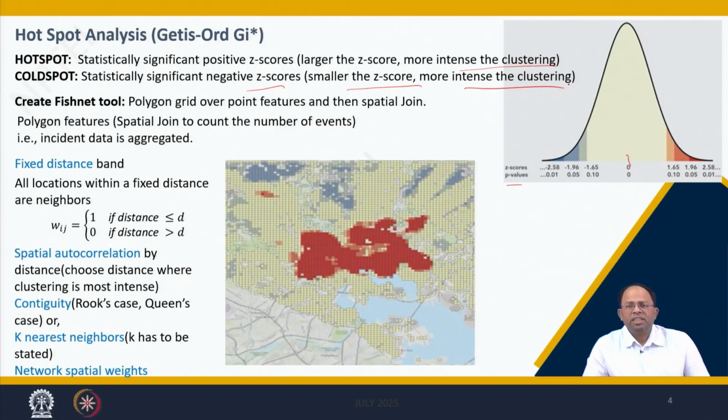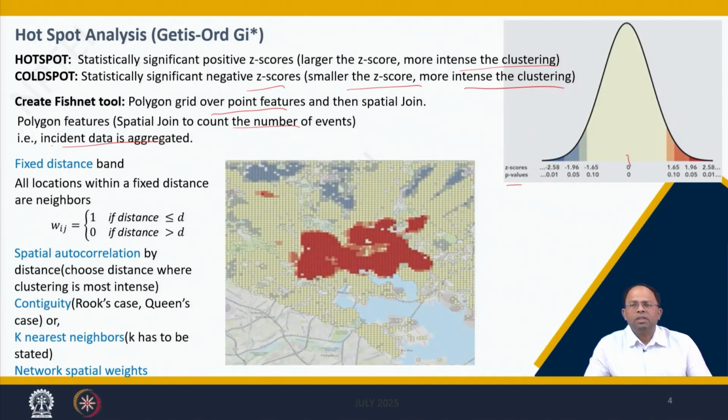So we can create a fishnet, which is like a polygon grid over the point features, and then we can use spatial join to determine how many points fall within each fishnet cell, and that becomes the value of that particular cell. So we are creating this polygon feature, and the spatial join will allow us to count the number of events happening within that particular polygon feature. Otherwise we can say that incidence data becomes segregated, and then we are trying to find out which are hotspot or cold spot.